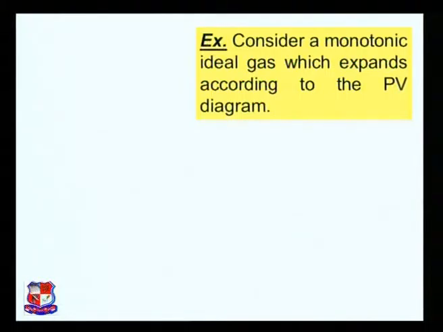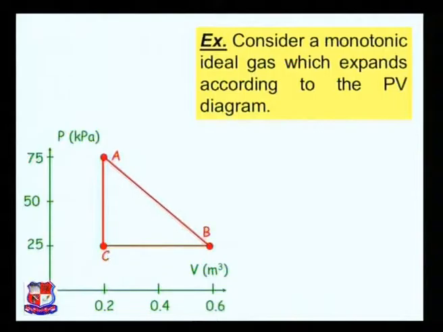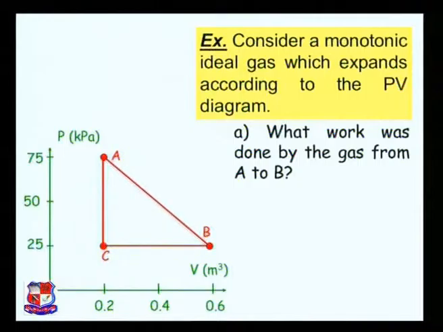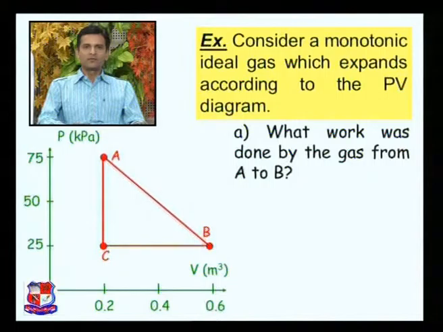Consider a monatomic ideal gas which expands according to the PV diagram, and the PV diagram is given like this: pressure versus volume, with pressure in kilopascals. The process is A, B, C and back to A, and volume is on the x-axis, represented by V in meter cubed. The questions: first question, what work was done by the gas from process A to B? From here, A to B, what would be the work done?